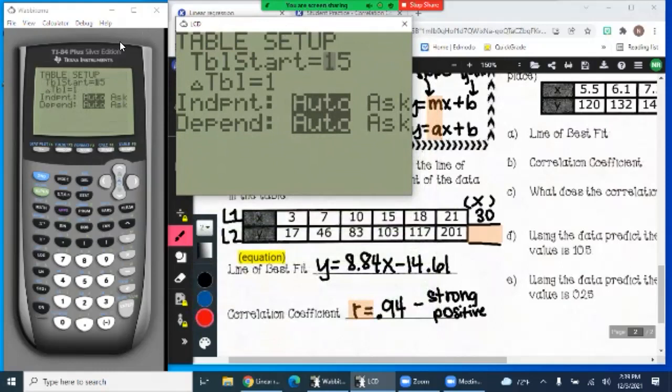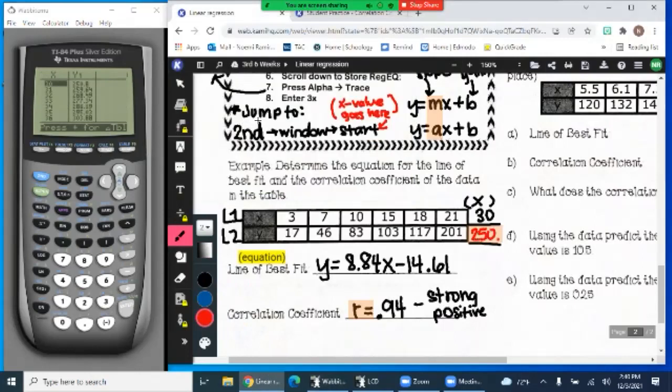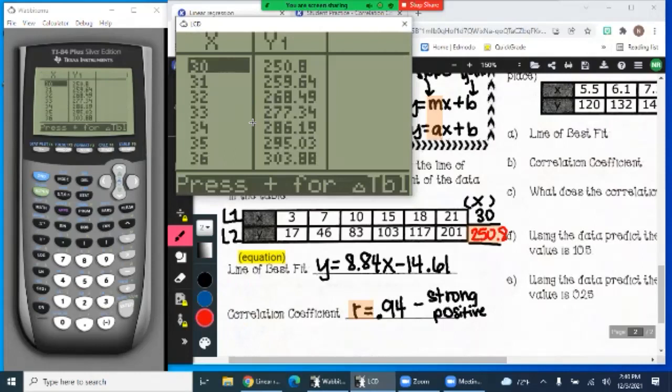Now, the change in the table, remember this triangle represents delta. Delta is a word for change. This should always be the number 1, never anything else, never. So the only place you make changes is right here. Put the number 30. You don't have to press enter, just put the number in there and then go back to the table. How do we go back to the table? Second graph. And it takes you directly to your answer, 250.86.8. It'll take you straight to the answer that you're looking for.